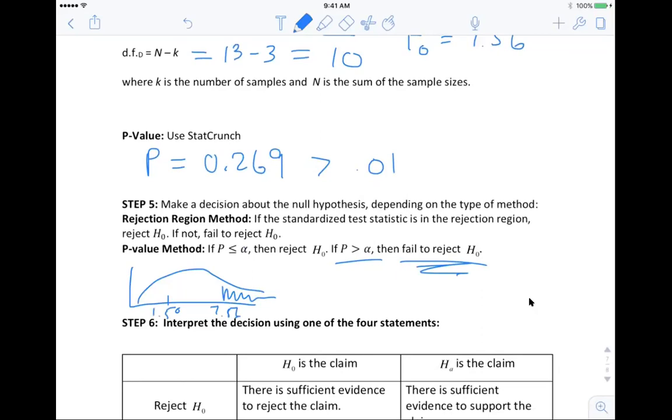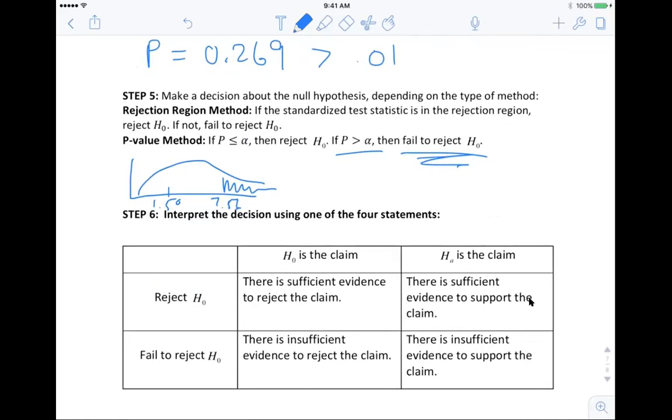HA was the claim, and we failed to reject. That leads me to my final answer there: there is insufficient evidence to support the claim. All right, there's ANOVA. So we cannot support the claim that these means are different. All the medications seem to be reasonably doing the same job.